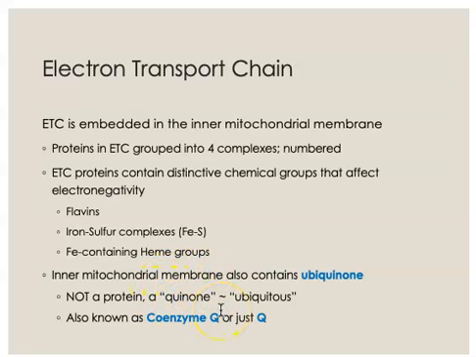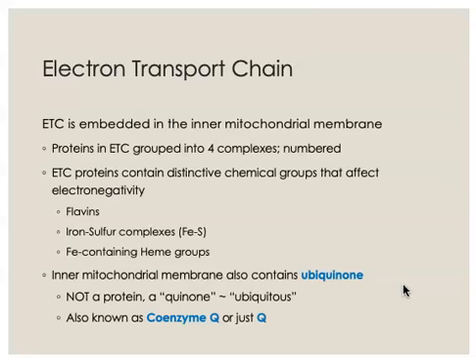And because ubiquinone is found in many, many different organisms, many different eukaryotic types of cells, the people who discovered it decided to name it a combination of its being ubiquitous, or common, and being a quinone. So that's where it got the name ubiquinone.